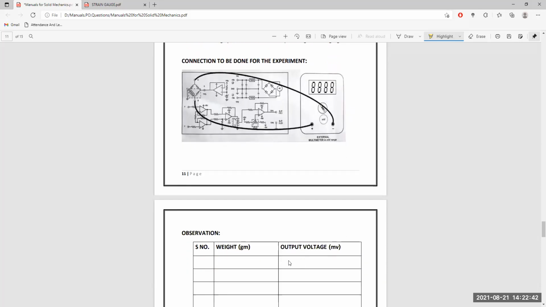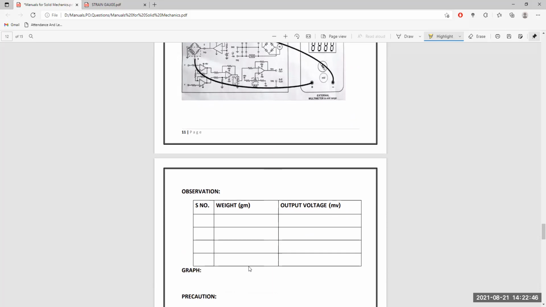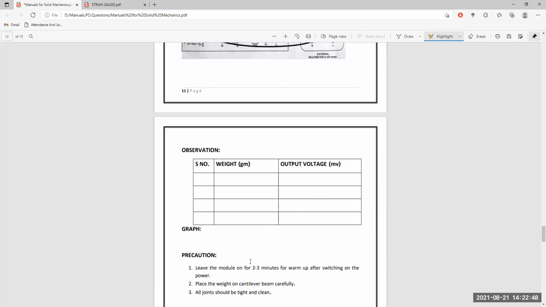Next is the observation. We should point out the different weights and the output voltage you have got, and plot them here. Next, we have to produce the graph with weight along the abscissa and the output along the ordinate itself.